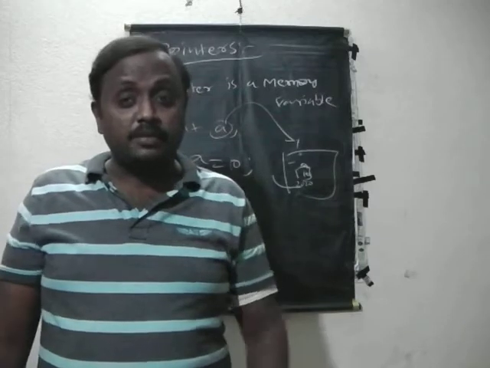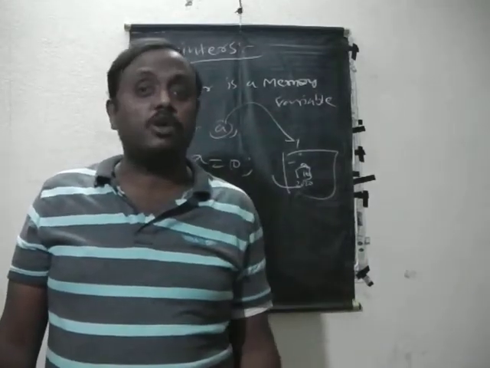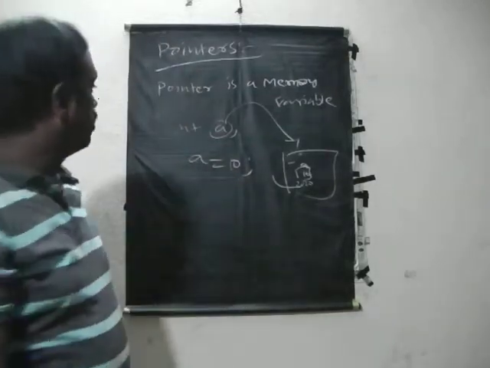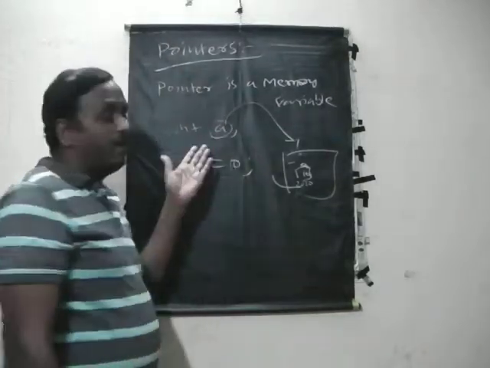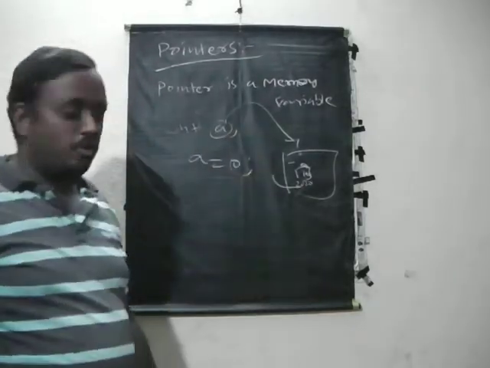With the help of pointers, people use dynamic memory allocation. What do you mean by dynamic memory allocation? For example, a. What is the value of a? How many bytes are required automatically? 2 bytes.